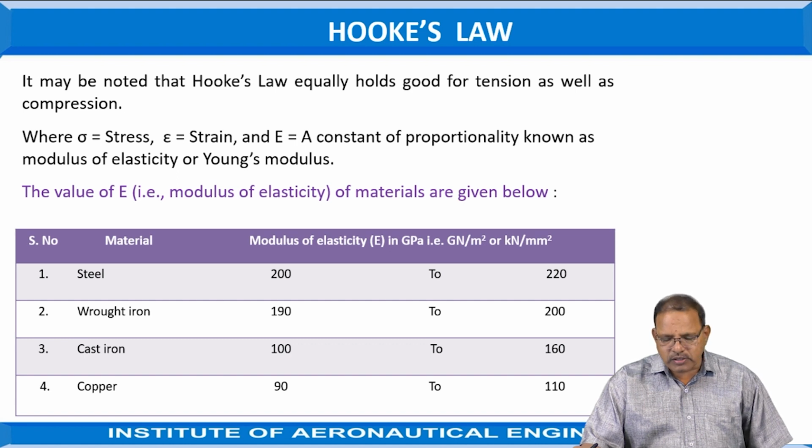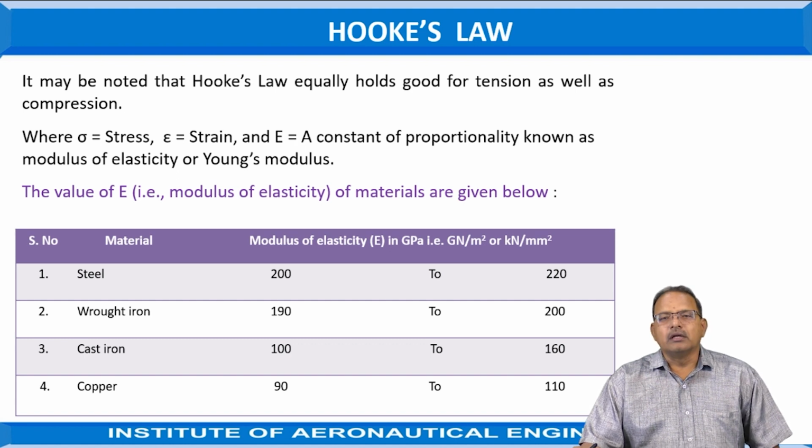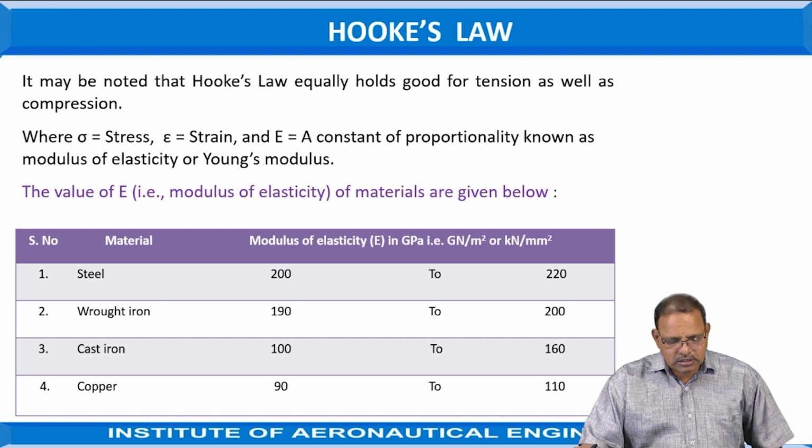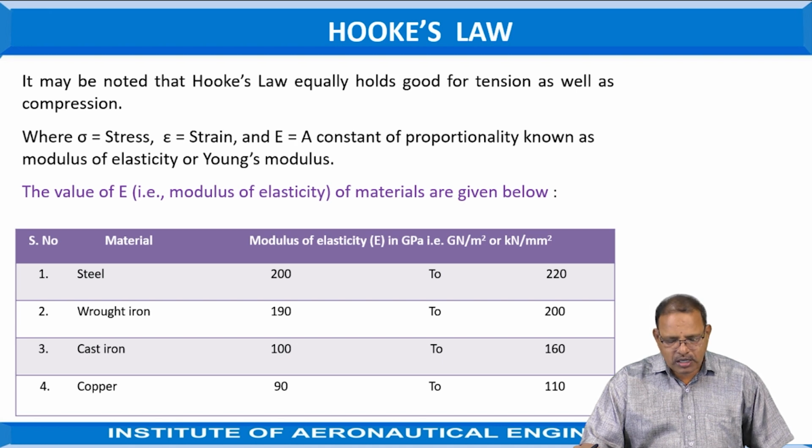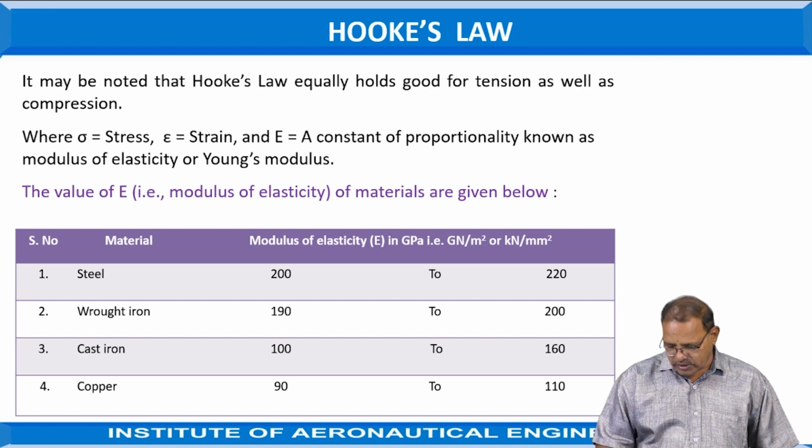Here, steel is given. Depending upon the material composition, it generally varies. Generally, it lies between 200 to 220 GPa. Wrought iron 190 to 200, cast iron 100 to 160, copper 90 to 110.